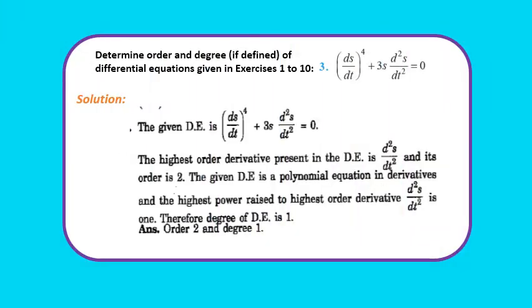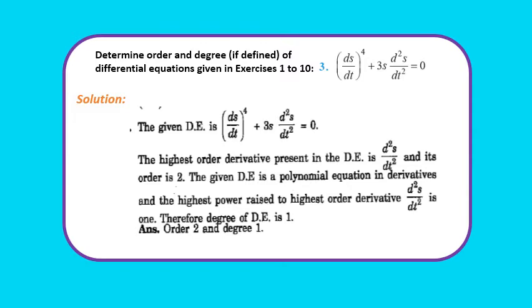Moving to question 3. Determine the order and degree, if defined, of (ds/dt)^4 + 3s d²s/dt² = 0. Now here we have the equation (ds/dt)^4 + 3s d²s/dt² = 0. The highest order of differentiation is what? Double. We can see that d²s/dt² is there. So the order is 2.